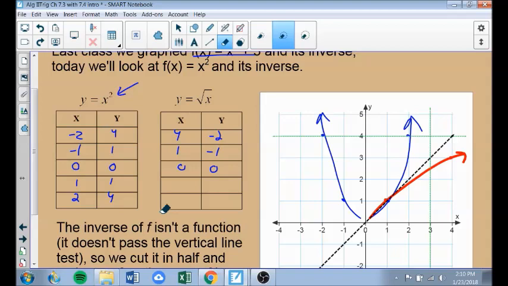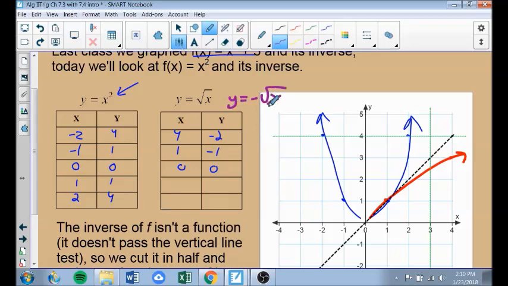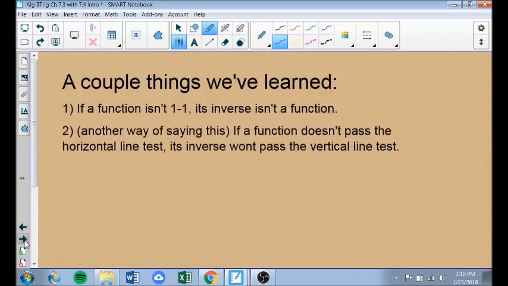So we could really split into two pieces. We have the positive square root of x and the negative square root of x, and we just graph the positive. The positive root forms this half parabola here, pointing off to the side. So just to recap a couple things here, if the function isn't one-to-one, its inverse isn't going to be a function. And another way of saying this is if a function doesn't pass the horizontal line test, its inverse won't pass the vertical line test.